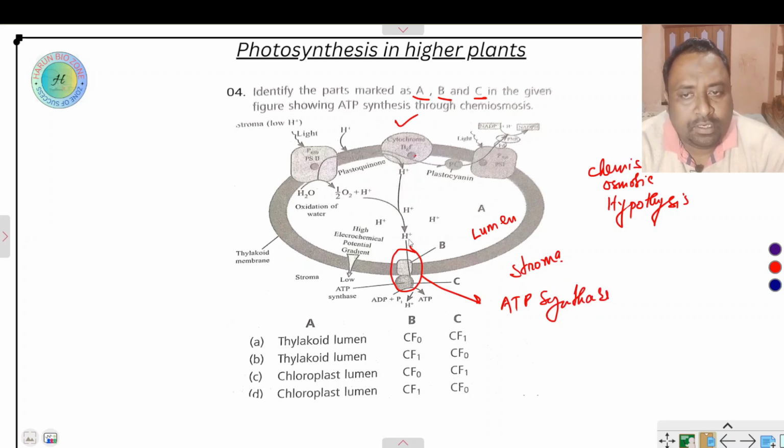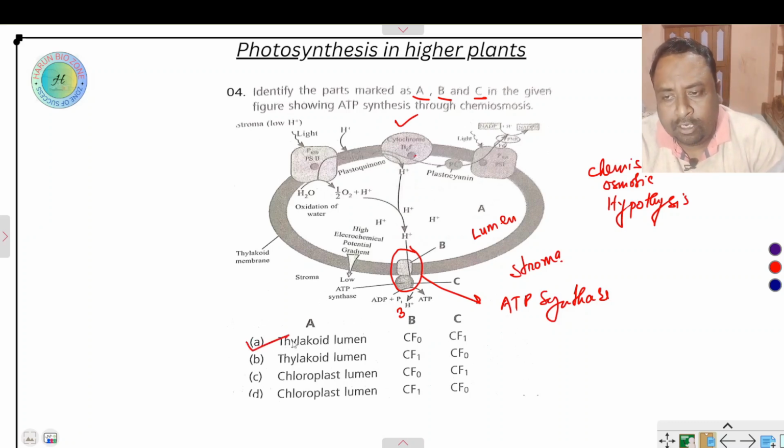Here the protons are transported from the high proton concentration gradient to the low proton concentration gradient, and by the passing of 3 protons, one ADP plus phosphate produces 1 ATP. Clear? ADP bonds with phosphate and produces 1 ATP by transporting 3 protons. So here the correct option is A.